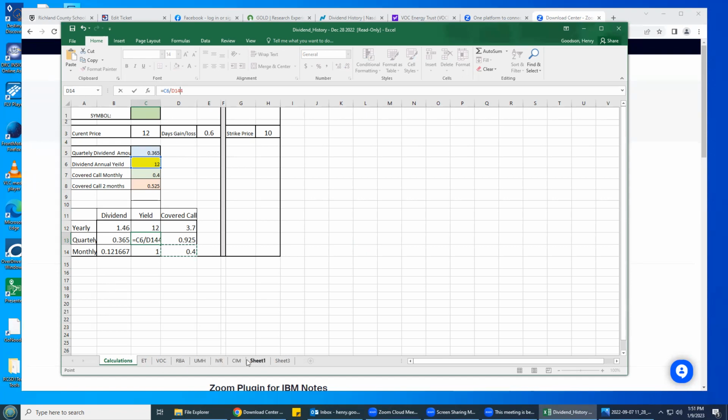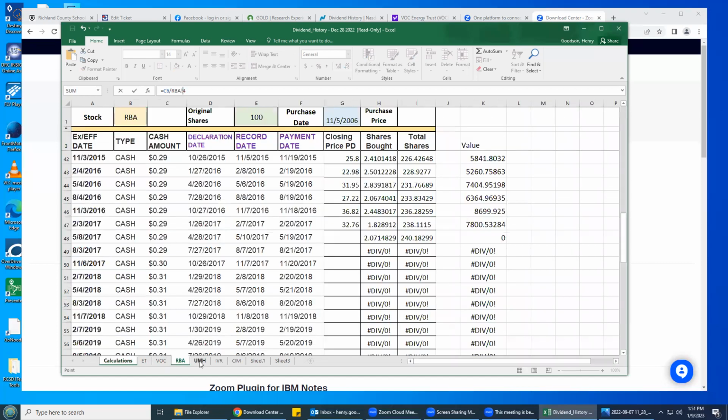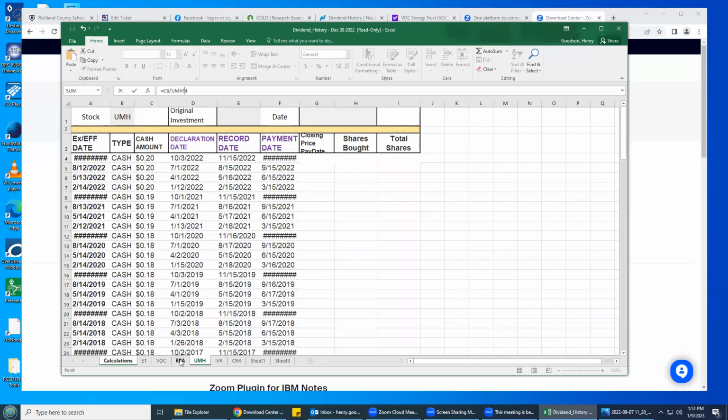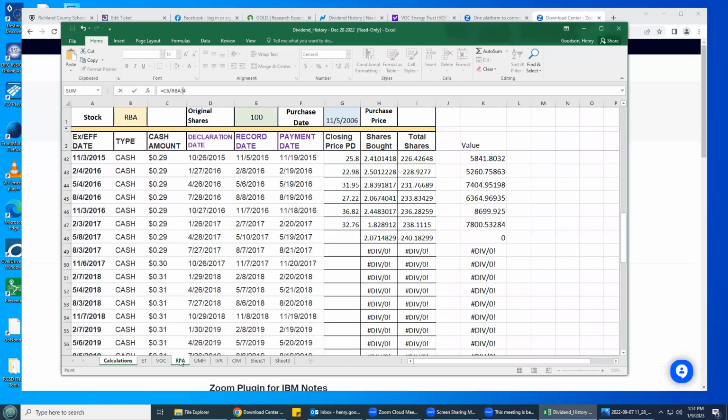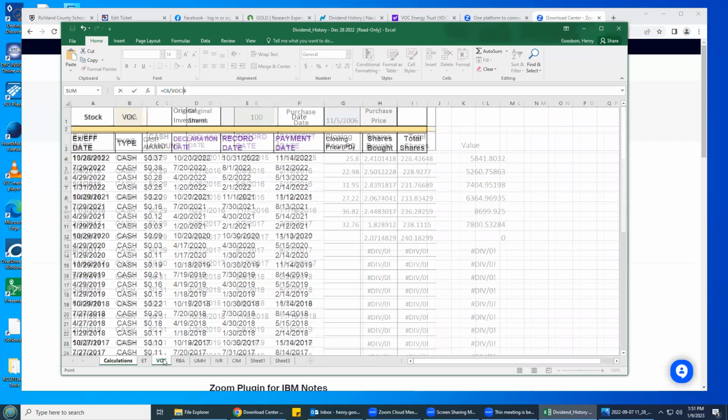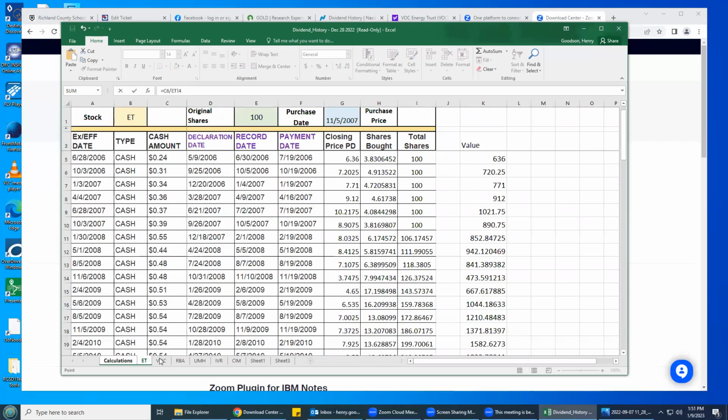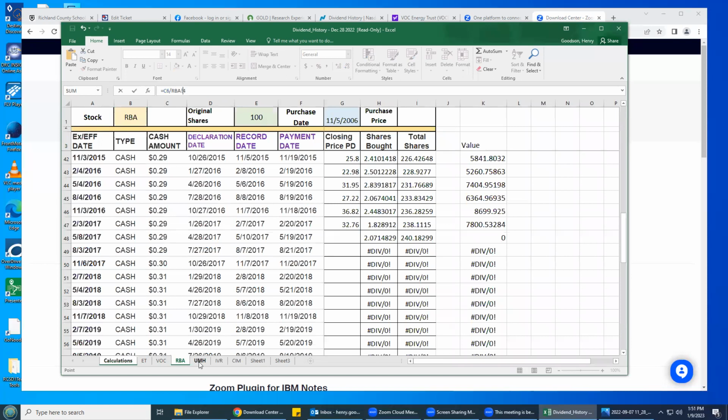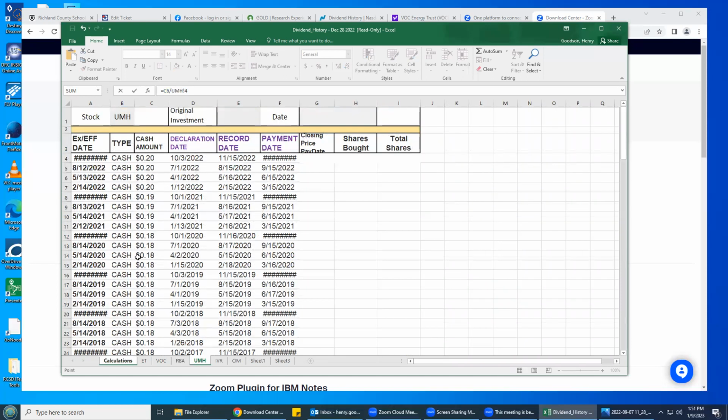So at the bottom I've changed this now and added some more stocks, like GOLD, but these were some stocks. I think RBA and UMH were mineral stocks, but I know VOC is an energy stock, ET is an energy stock, and RB is an energy stock. This here might be healthcare. But what I was going to show you is a quick thing about the spreadsheet.